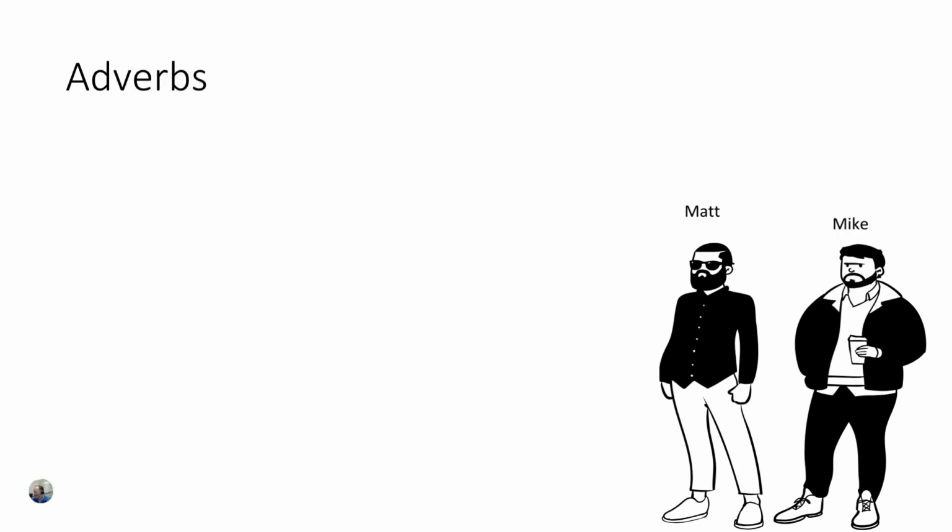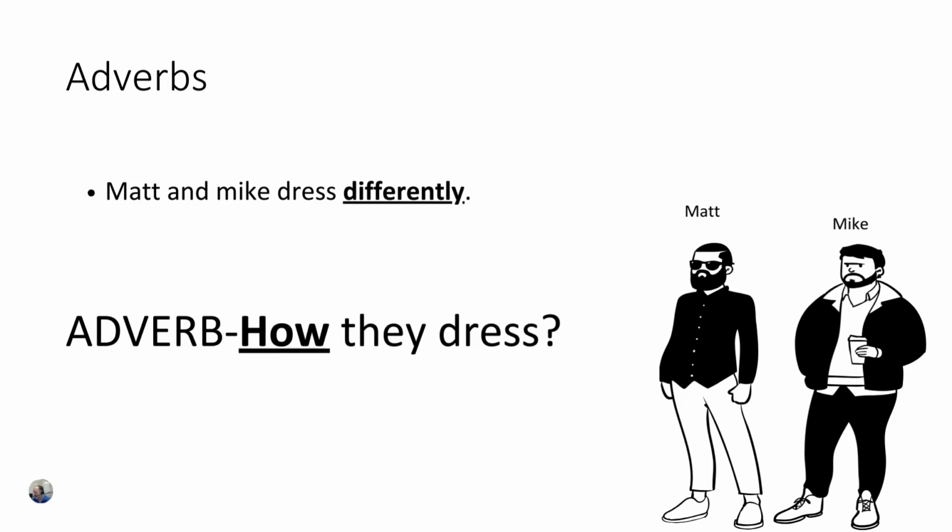An adverb we can use to show different is differently. Matt and Mike dress differently. So differently as an adverb, it shows how they dress. So it describes the verb dress.